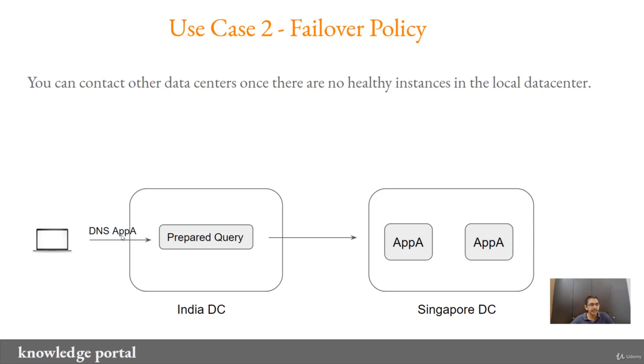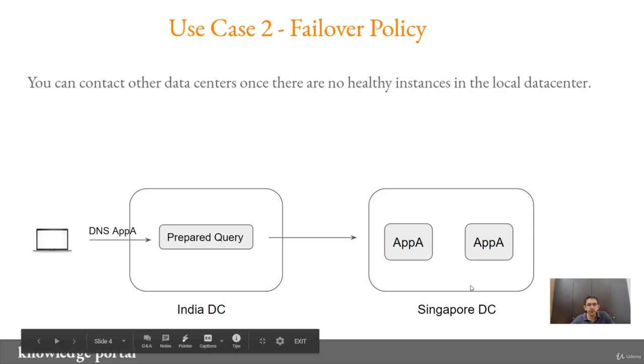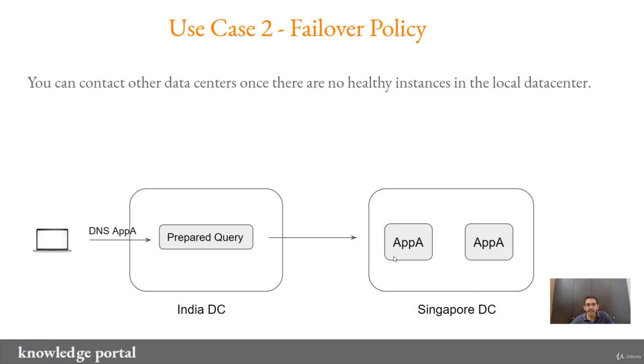Now due to some reason, the app A related services in the India data center are not working. So there are some issues with the Consul client and things are not working here. So the prepared query can go ahead and forward it to the Singapore data center where app A is running, and it can fetch the details of this specific service and send the result back to the client.